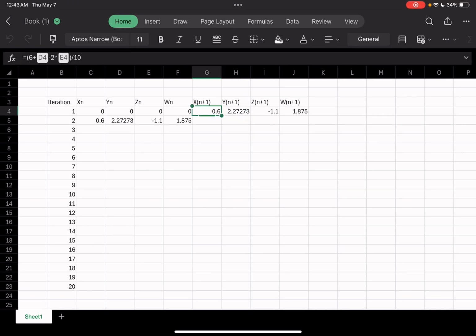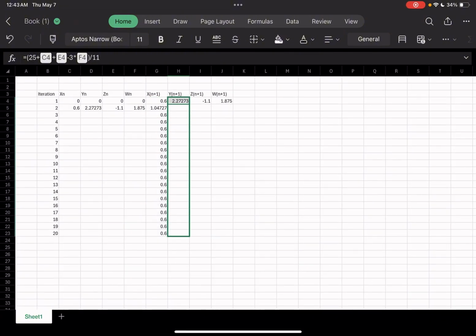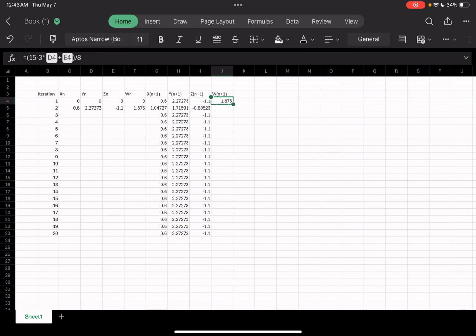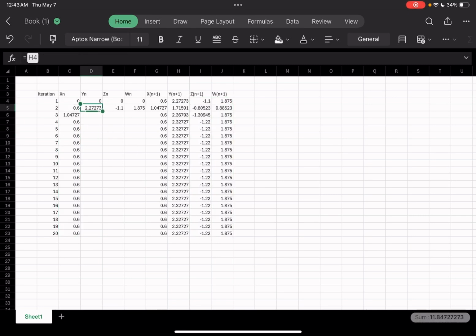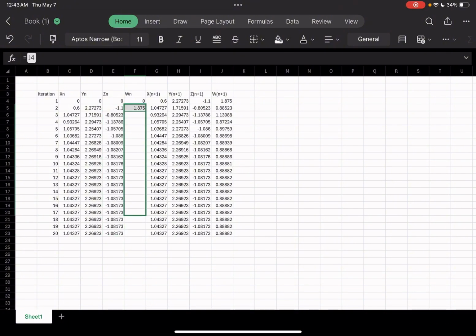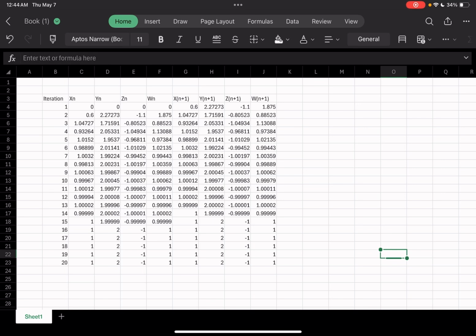So next, we're going to drag this down to apply the same formula below. Let's also drag this down, and drag this down. The same goes for here. So this right here, where our values of our x sub n and x sub n plus 1 are equal with one another. As you can see, 1 is equal to 1. And for our y, 2 is equal to 2. For our z, negative 1 is equal to negative 1. And for our w, 1 is equal to 1.